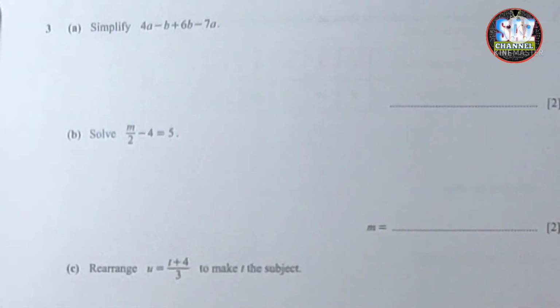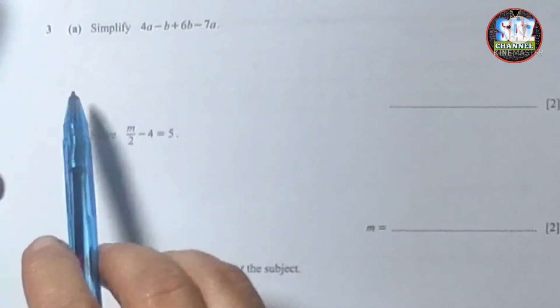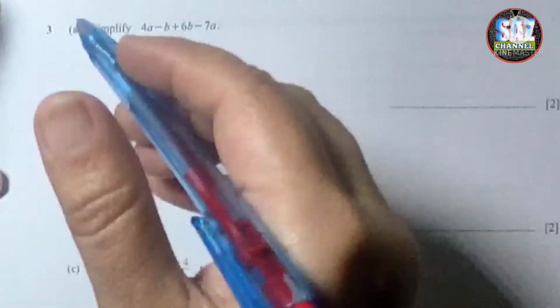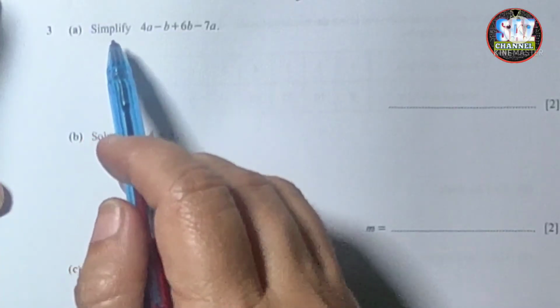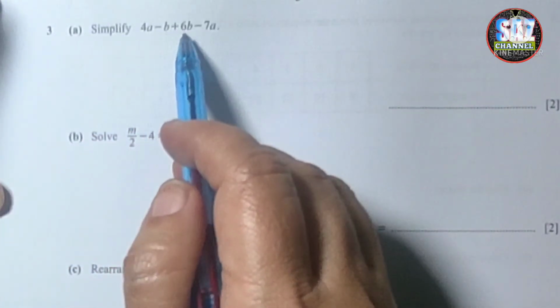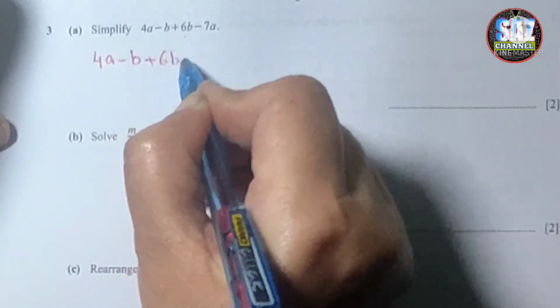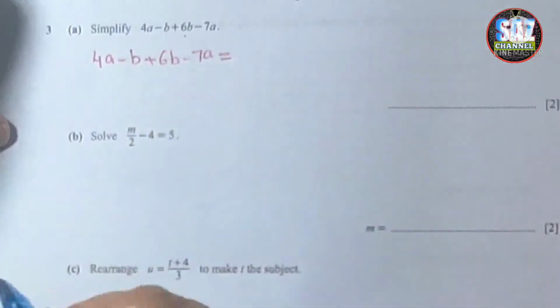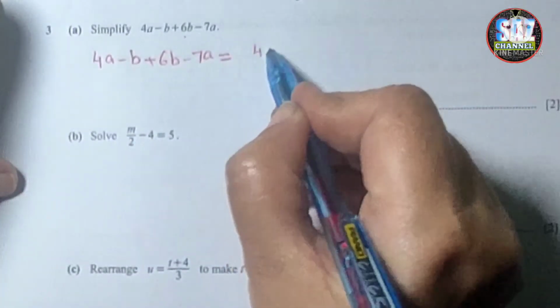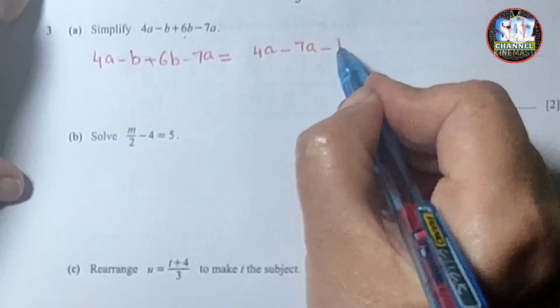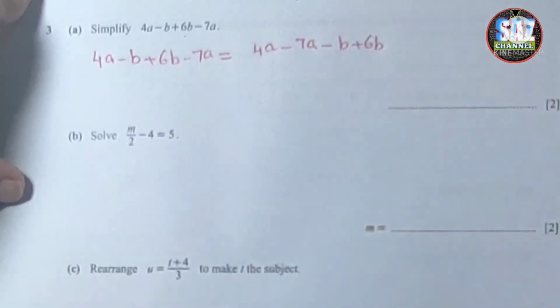Okay, the next question is about algebra, D1 chapter number 4, or D2 chapter number 3, 4 and 5. Very easy question. And let's move to the first part of this question. Question says simplify 4a minus b plus 6b minus 7a. So what we have to do, we have to first write the question, 4a minus b plus 6b minus 7a, and then we have to write the like terms together near each other. Okay, 4a minus 7a, minus b plus 6b. Okay, very easy questions.